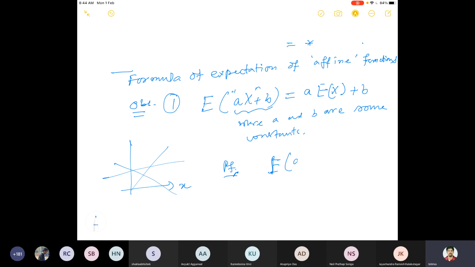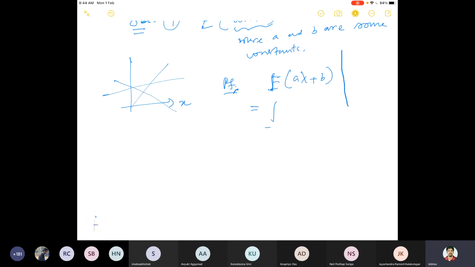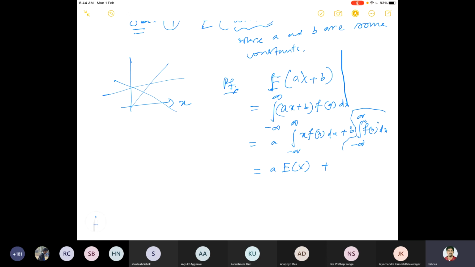So let me write the expectation of aX plus b. This will be equal to what? Let's say it is continuous. So the integral from minus infinity to infinity of (aX plus b) times f(x) dx. And then this can be split as a times the integral of x f(x) dx, plus b times the integral of f(x) dx. So this is a times E[X] plus, now see, since this small f(x) is a PDF, this integral value is 1. For any PDF, it has to satisfy this property. So it is always b. That's the simple proof.